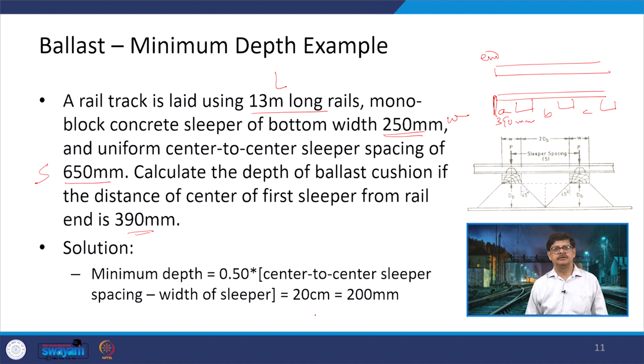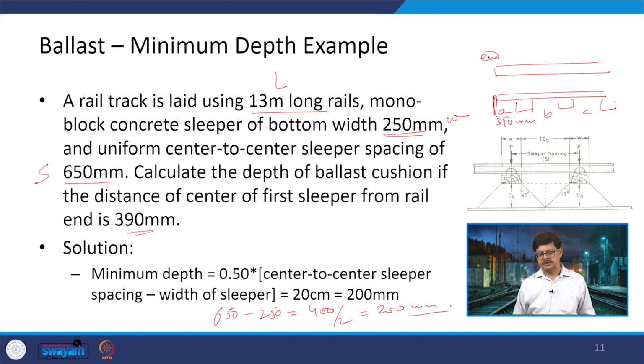So, the minimum width here is 0.5 times the center to center sleeper spacing minus the width of the sleeper, and if we go with that value, the center to center spacing is given as 650 and the width of the sleeper is given as 250. So, it is 650 minus 250, that is 400, and half of that, divided by 2, means it is 200 mm is what is to be provided.